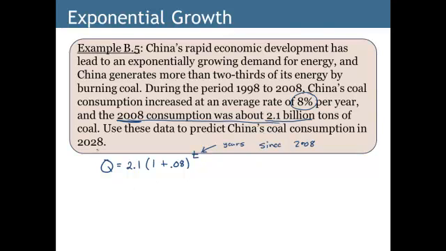And so now if I want to know how much was in 2028, that means my T value is 20, because it's 20 years after 2008. And so if we plug that in, 2.1 times 1.08 to the 20th power, and I believe you get 9.79. But remember, our initial amount was in billions of tons, so this is also billion tons of coal.